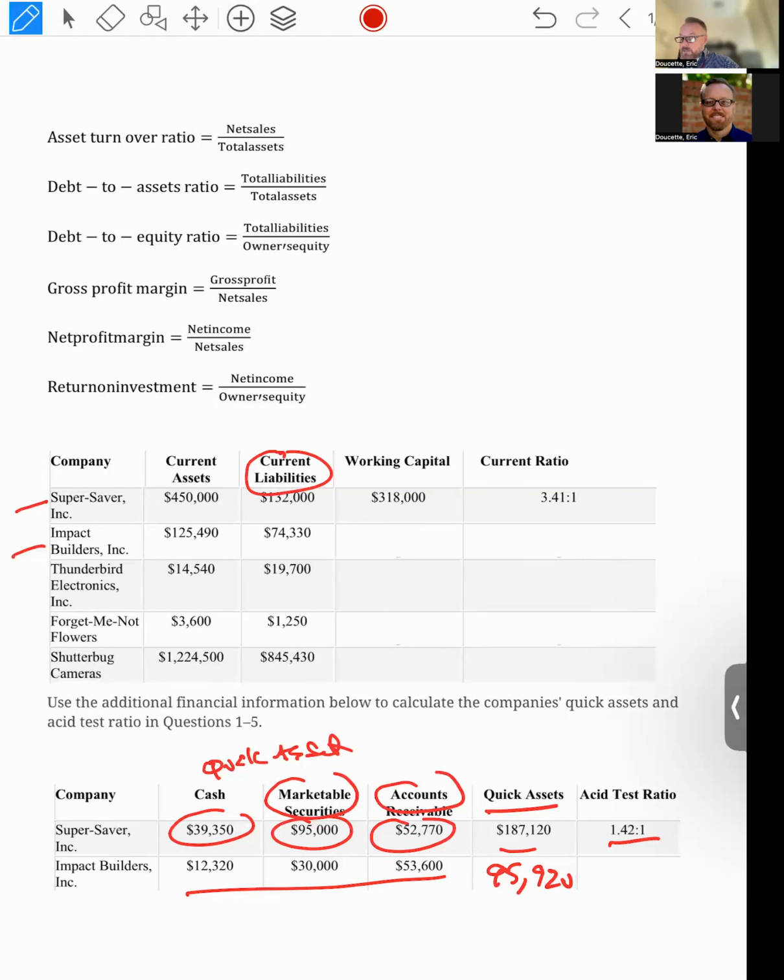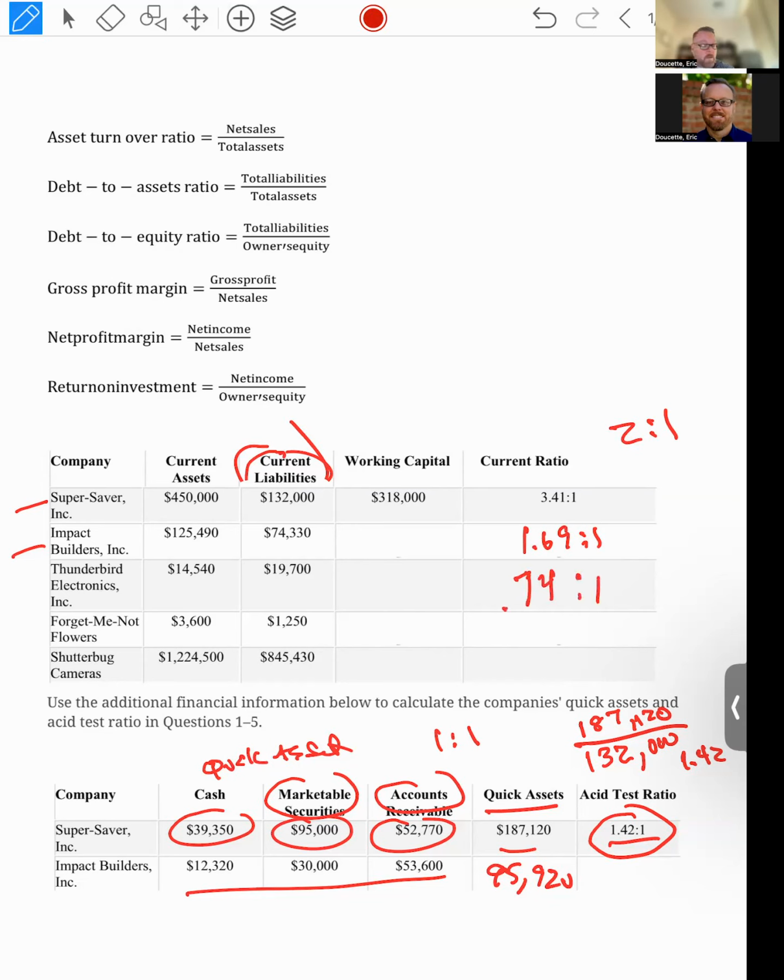Then for the acid test, you use the formula we had. You take your quick assets, in this case 187,120, and divide them by your current liabilities for that company, which was 132,000. If I divide that, it comes out to 1.42 to 1. So I have $1.42 of quick assets to pay off my liabilities. Again, they want that to be at least 1 to 1, so you're fine here. For the current ratio they want 2 to 1, and when we had these filled out we had 1.69 to 1.